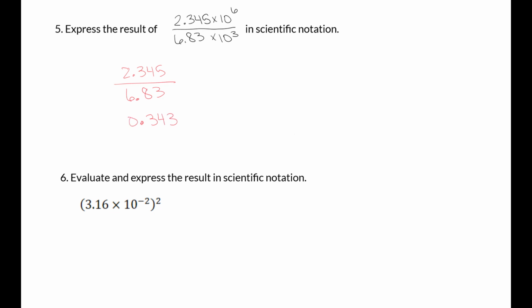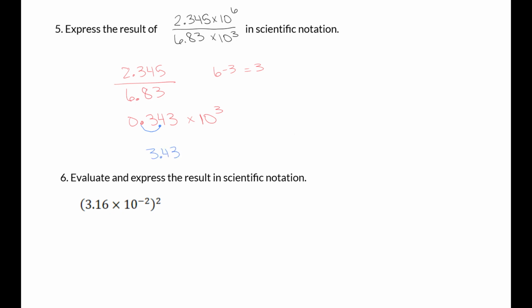And then you're subtracting your exponents, right? Because you're dividing. So 6 minus 3 is 3. So I'm going to put times 10 to the 3rd. However, you need one number between 1 and 9 in front of the decimal place. So I'm going to have to move this decimal right there.